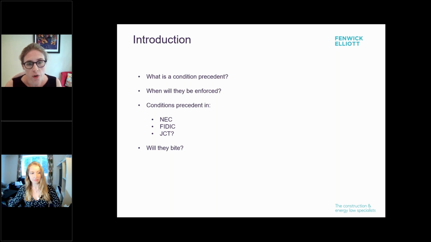We're then going to look at some key provisions in the NEC, FIDIC and JCT forms, the effect of which is sometimes disputed and has been subject to a lot of case law. And finally, we're going to draw those various strands together and look at what sort of arguments you may want to consider if you're seeking to argue a condition precedent provision does or doesn't apply in your particular contract.